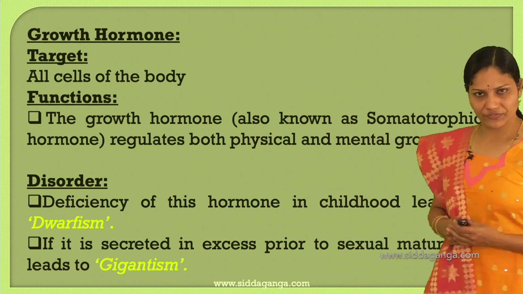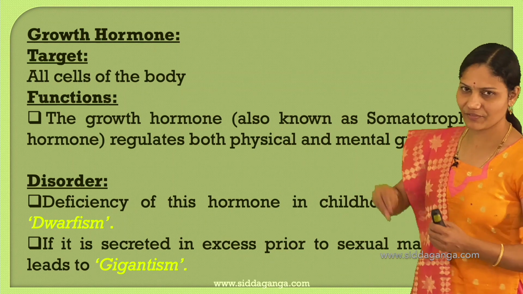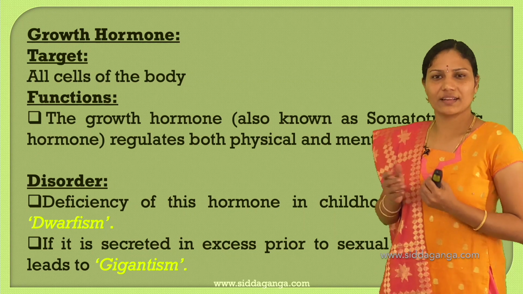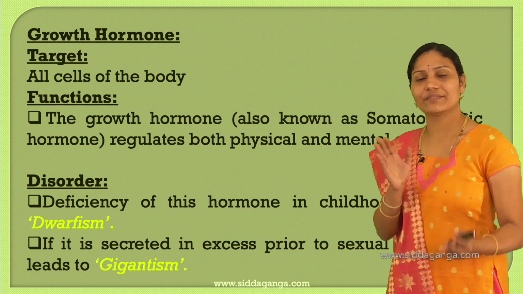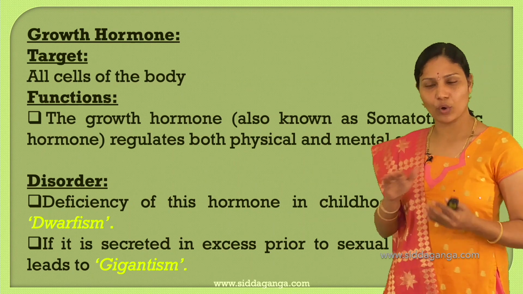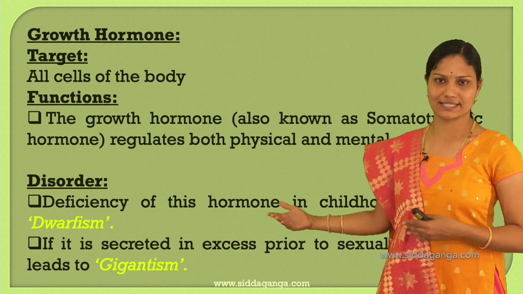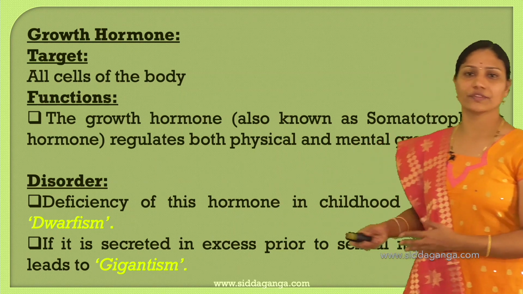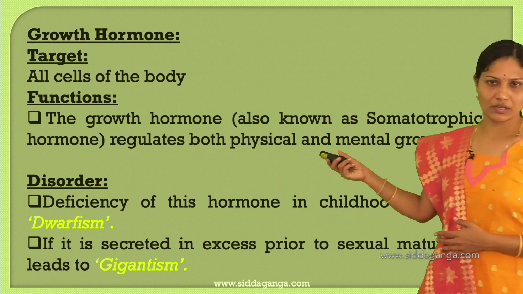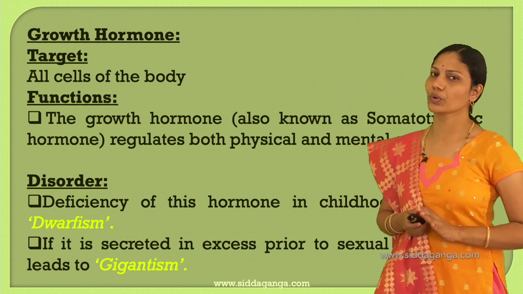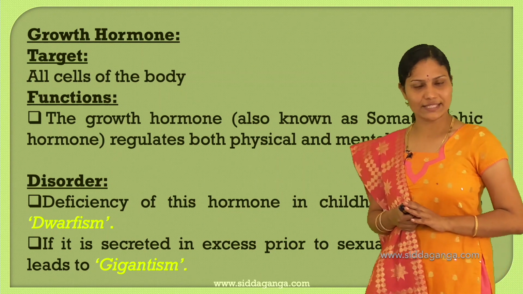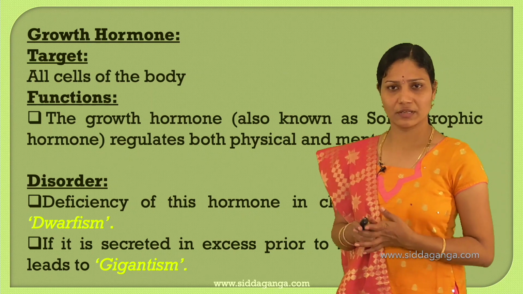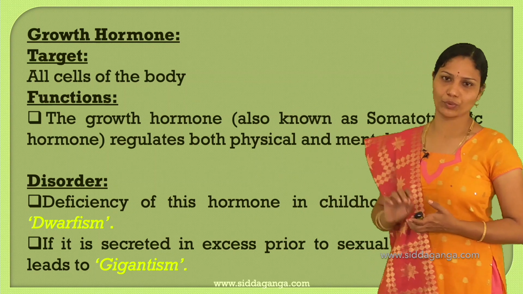Deficiency of this hormone, deficiency is if it is secreted in very, very less quantity, lesser than that which is required, lesser than the optimum is what deficiency means. So deficiency of this hormone, that is the growth hormone. We are simply discussing the growth hormone only. Pituitary secretes various other hormones, but we are focused on growth hormone only.